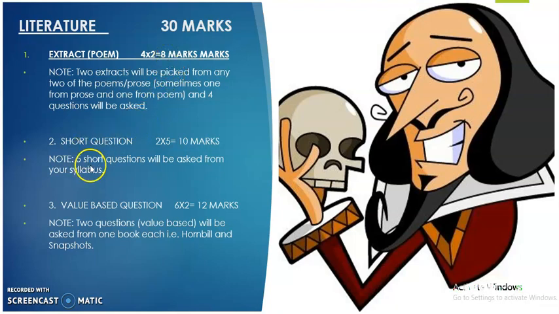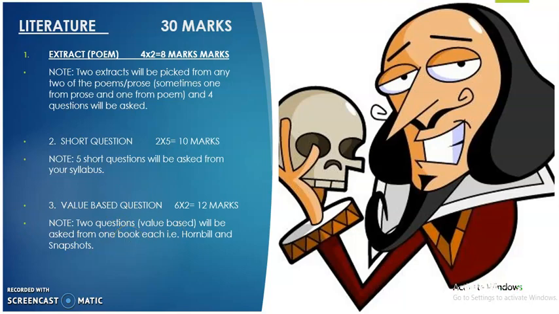Short questions: 5 short questions will be asked from your syllabus. There will be 5 questions of 10 marks. It will be a jumble of all the chapters that are included in your syllabus. The third one is value-based questions, where you need to understand the main message behind the story or a poem, and you need to think. They are not factual questions, but questions where you need to have understood really well. 2 value-based questions will be asked from 1 book each, that is Hornbill and Snapshots.